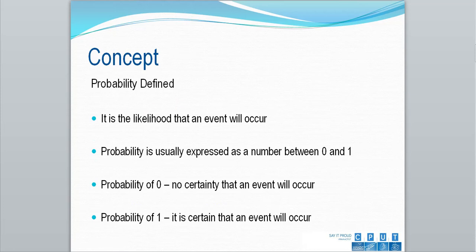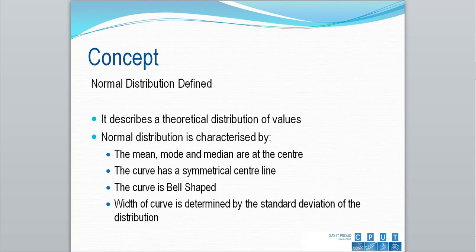Let's define probability. Probability is a likelihood that an event will occur. Usually it is expressed in numbers between 0 and 1. If probability is 0, then certainly no event will occur. Nothing will happen. There's no chance of something happening. Whereas if probability is 1, then certainly an event will occur. Something will definitely occur. Normal distribution is described as a theoretical distribution of values.